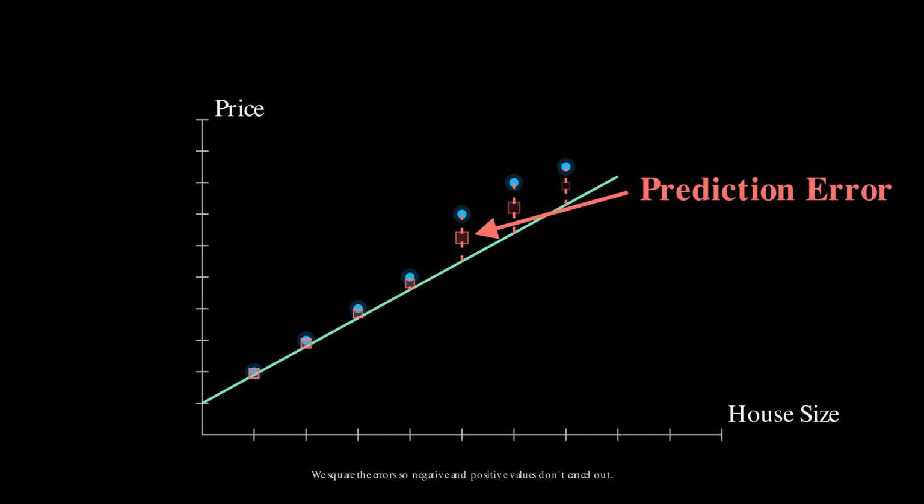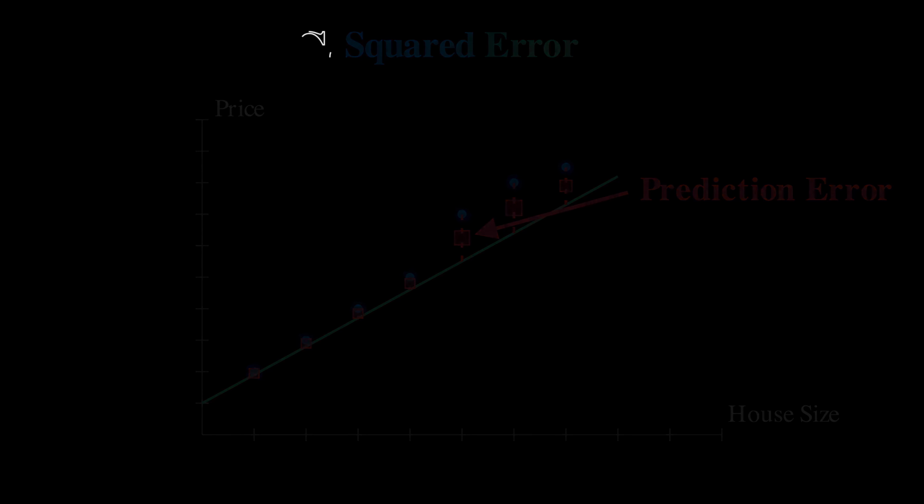We square the errors so negative and positive values don't cancel out. Large mistakes become much more expensive after squaring. This strongly penalizes very bad predictions. Now we can combine all the errors into a single number.